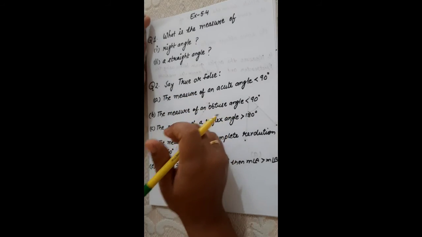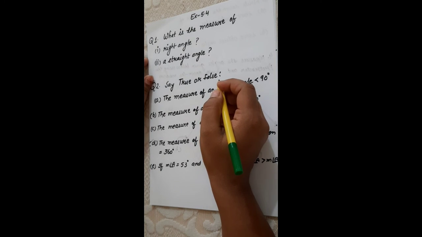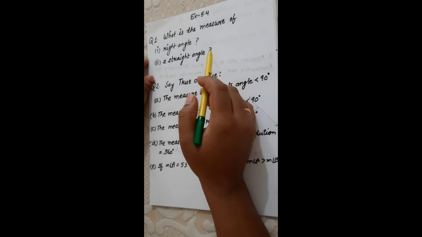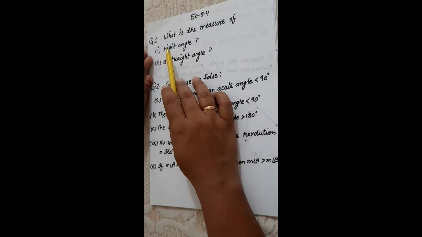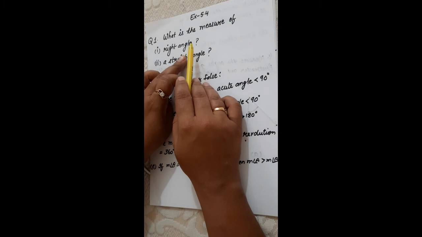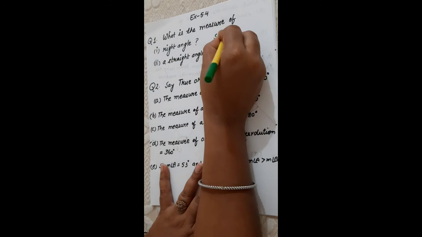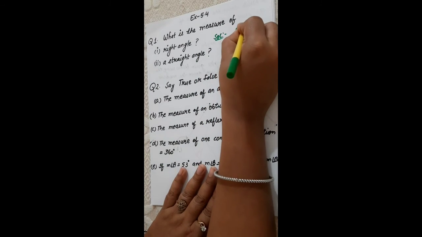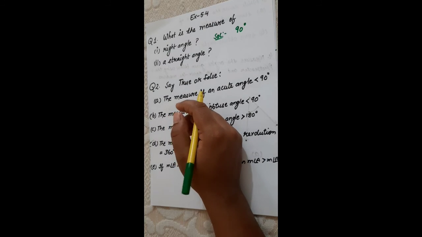Dear students, in the previous video we did exercise 5.3 and we discussed the types of angles. Now today in this video we will start our exercise 5.4. Here we have the first question: what is the measure of a right angle? As we did in the earlier video, the measure of a right angle is 90 degrees. So my answer is 90 degrees.